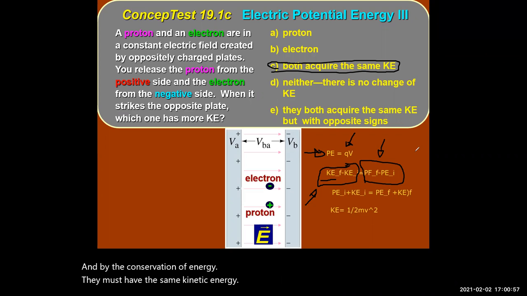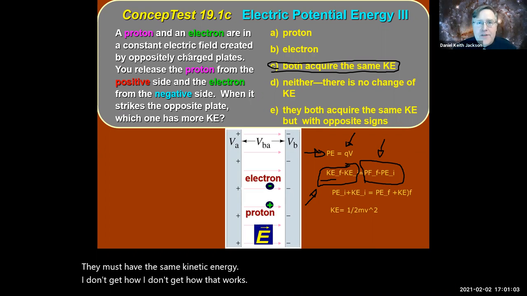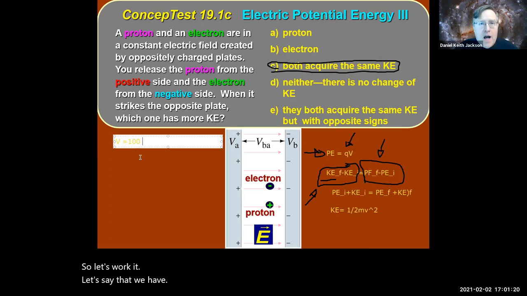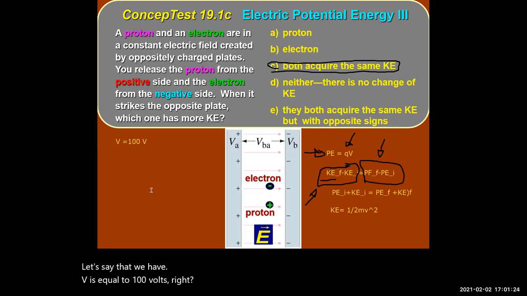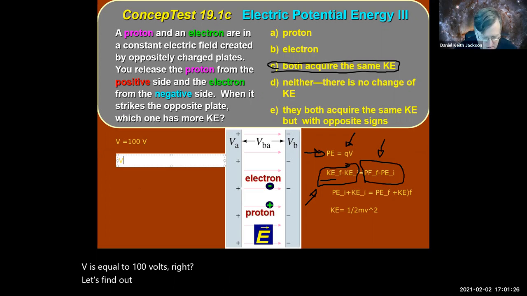I don't get how that works. Straight up, I'm just going to be honest, I don't understand it. All right, fair enough. So let's work it. Let's say that we have V is equal to 100 volts, right? And let's find out the velocity.